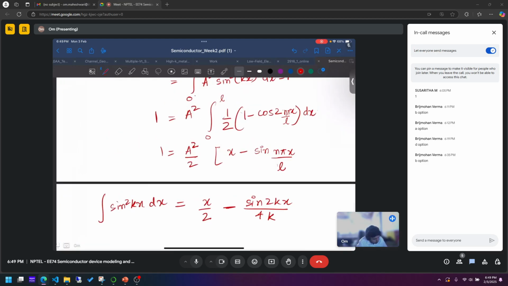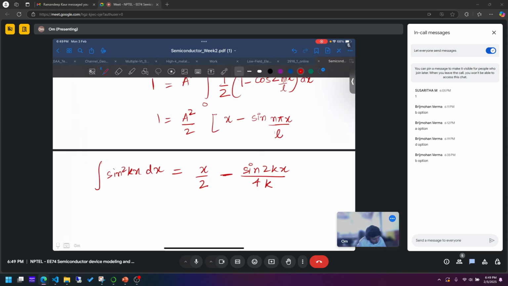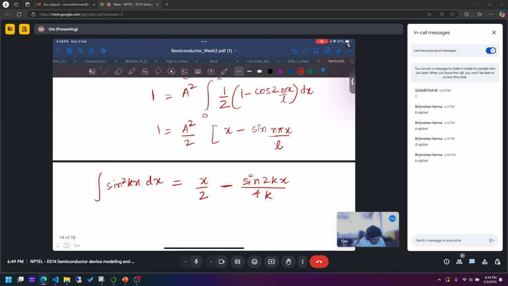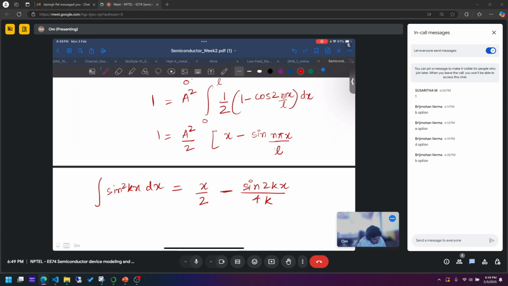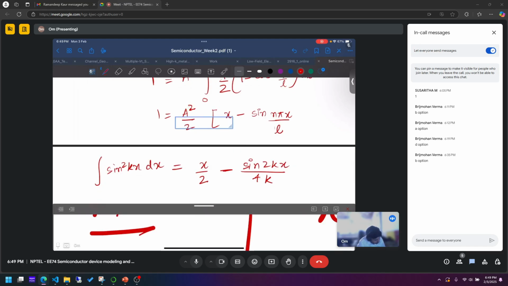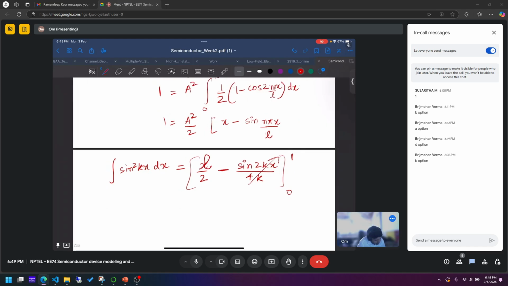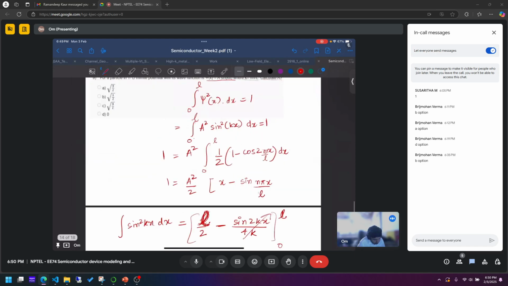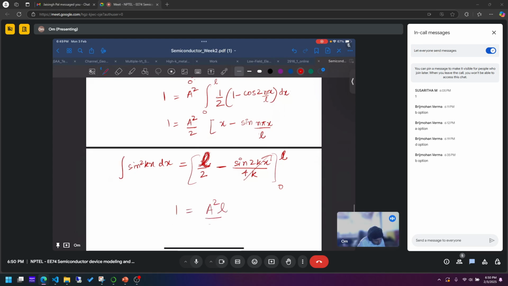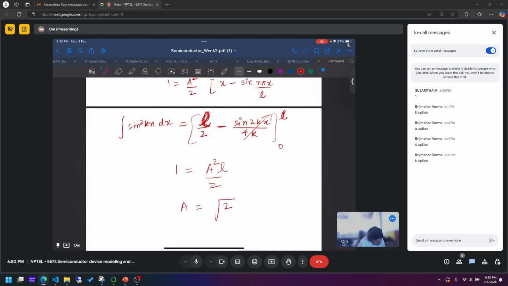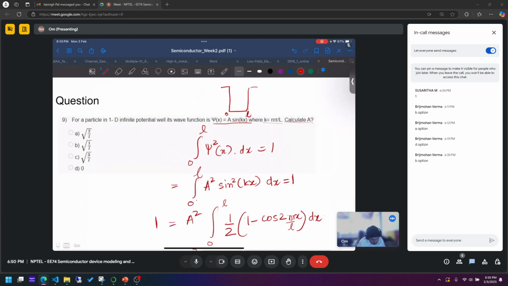Okay, yeah, that is essentially what we're doing here also. We can directly take this. Then we just put in the limits between 0 and L, and what you would find is that this term would vanish. That's what you might have been getting. So from here you must be getting that L term, right? So basically what you would have gotten is 1 equals A square L by 2. So A is root 2 by L, right? Which is option A.